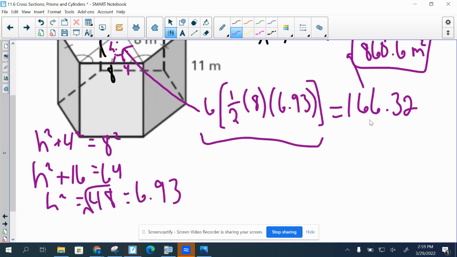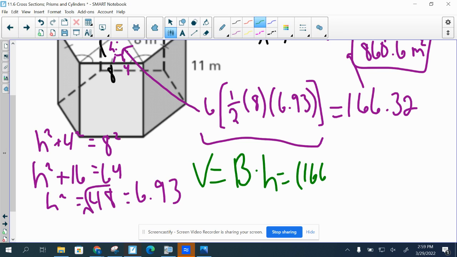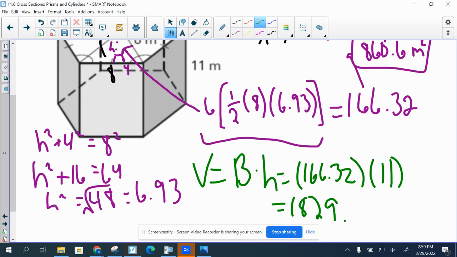And then volume is always going to be easier than surface area. For number 1, just because the formula is easier. For number 2, you've already done all the work to find the area of the base in the surface area. So we're going to have area of the base times the height, where area of the base was 166.32, and the height of the prism is 11. So that is 1829.5 meters cubed.